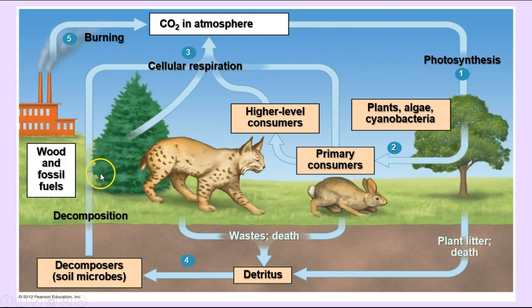Okay, then we've got also the addition of wood and fossil fuel burning that returns some of that carbon to the atmosphere. So we have a cycle here where plants remove carbon dioxide and return some of it, and other animals and other organisms can return most of the carbon dioxide back to the atmosphere.